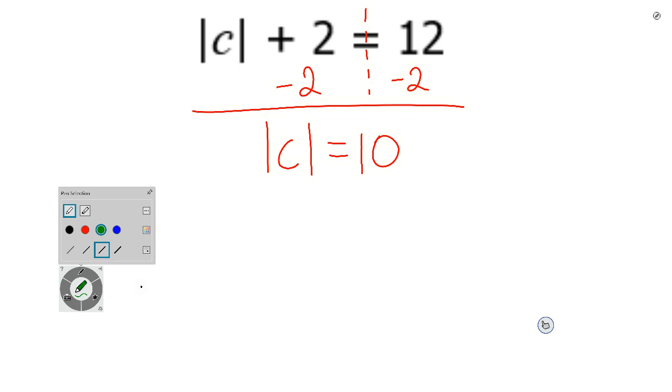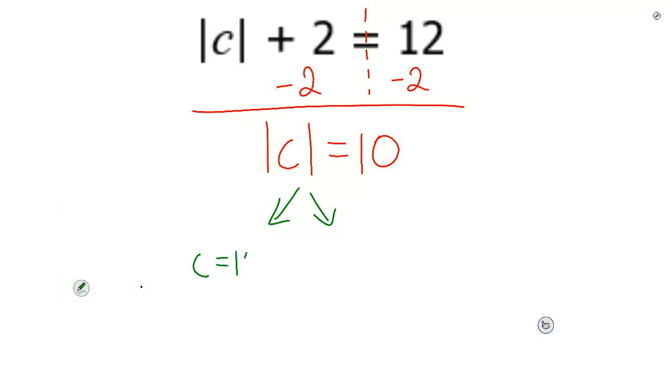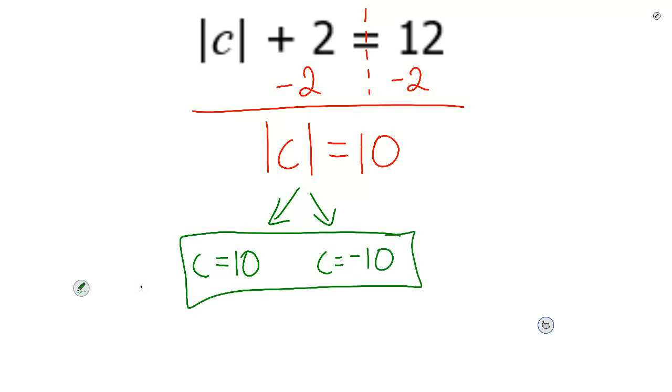This one's pretty simple from here, right? We can take this and separate it into two equations. One says that the inside of my absolute value, C, is equal to the positive number, exactly what's over there, 10. And then we also need to say that C is equal to the opposite of that, or negative 10. Boom. We're done here. There wasn't a lot to do with that absolute value after, but this is how we would do one step to get that absolute value isolated.